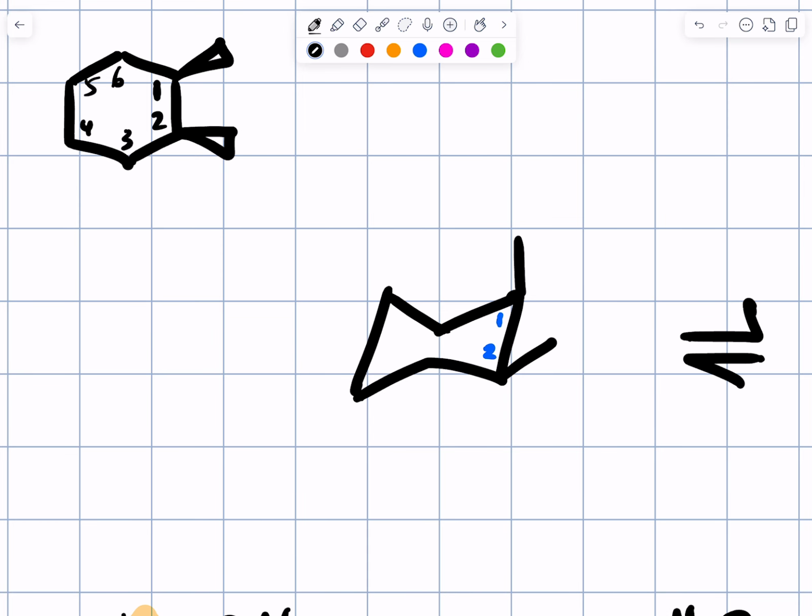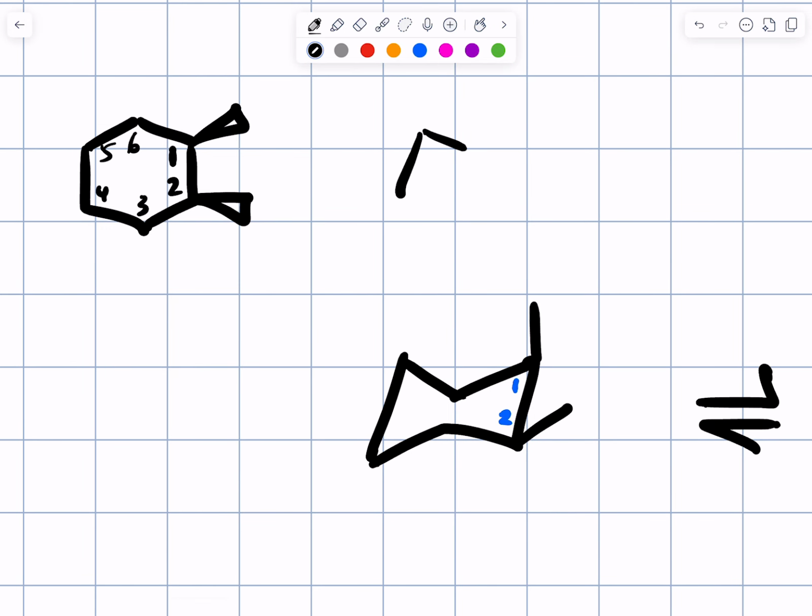Is 2 a valley? Yes, 2 is a valley. Yep. Peaks and valleys alternate. Alternatively, I could have chosen to start numbering 1 at a valley and 2 at a peak. And if I did that, then it would have to be equatorial, axial. Because it alternates between peaks and valleys, that's why it alternates between axial and equatorial.